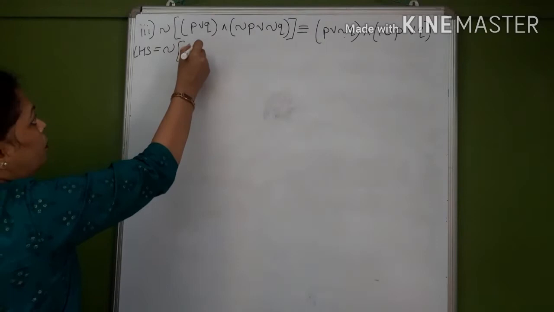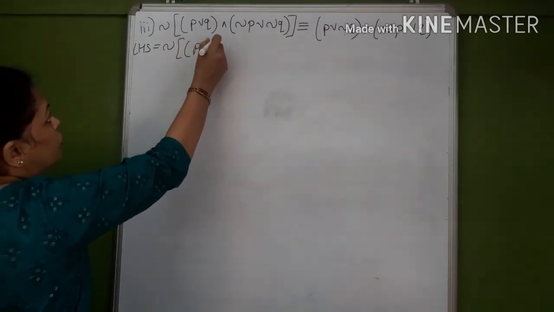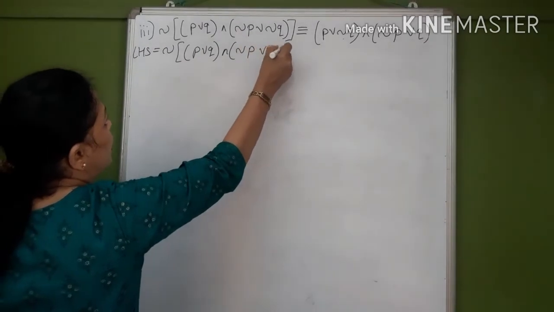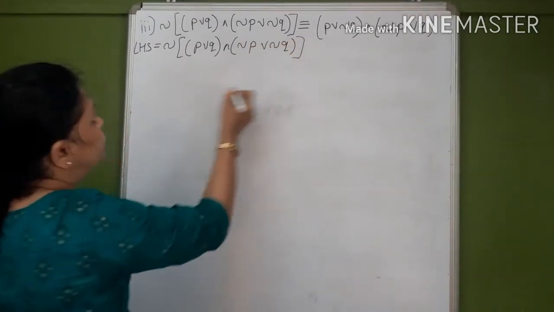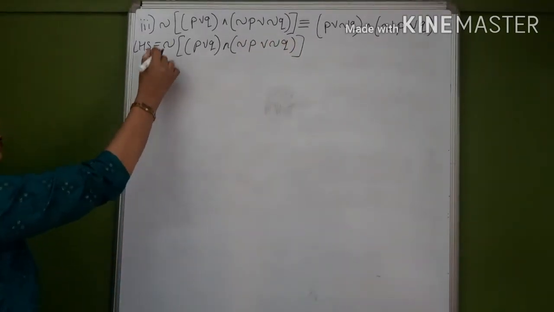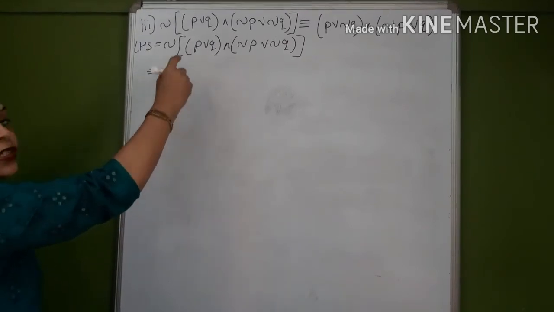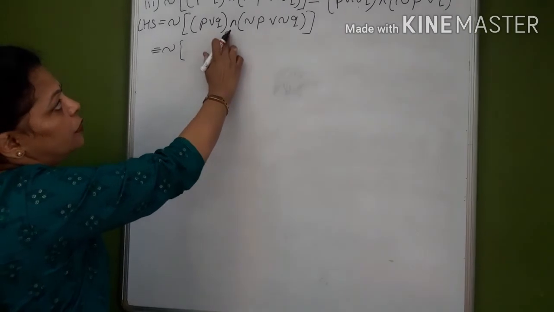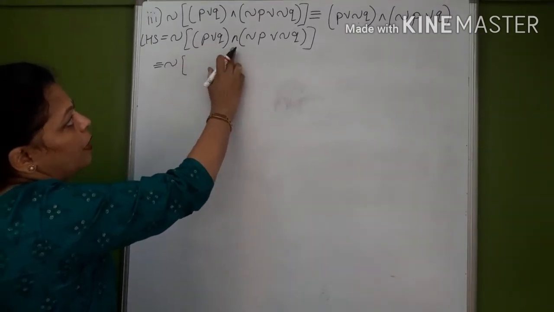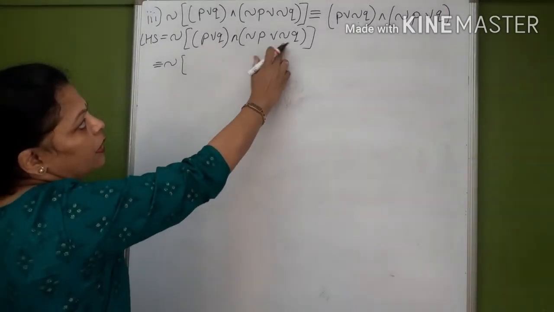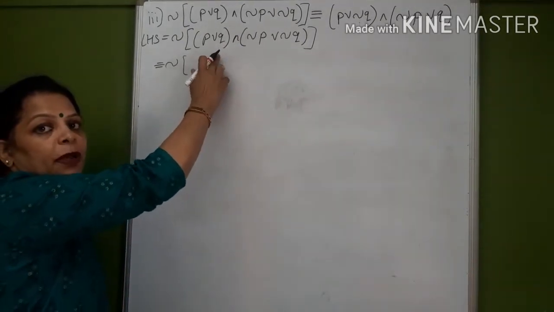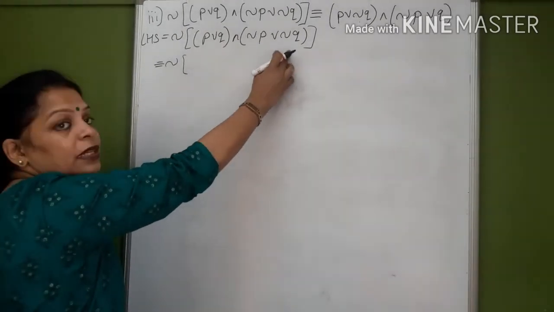Negation of (P or Q) and (negation P or negation Q). What we will do is keep this negation as it is and solve the inner brackets. So over here, (P and Q) or (P or Q) and (negation P or negation Q). Let us solve this bracket. This will be the same as your A plus B into C plus D.